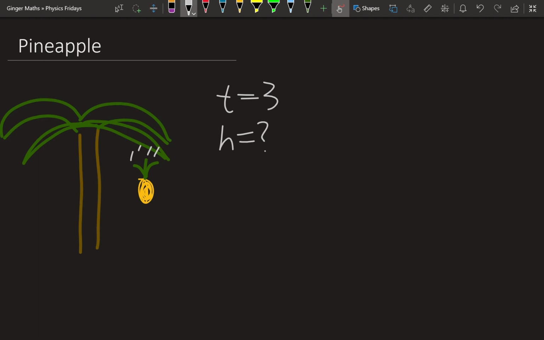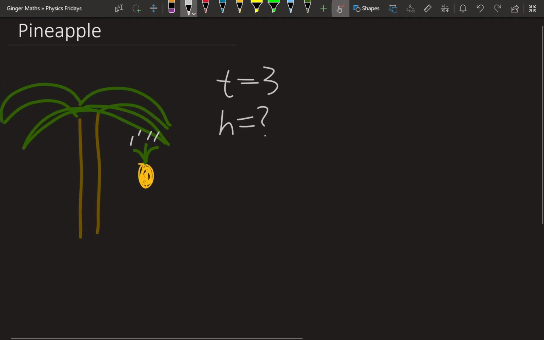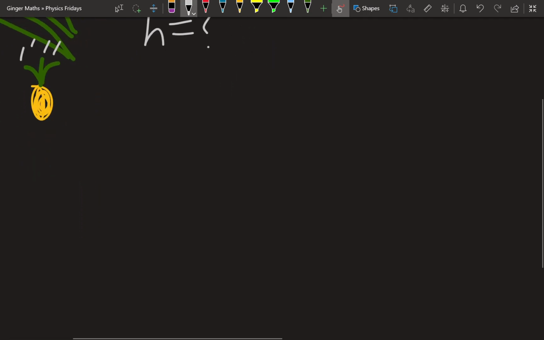So yeah, let's do that, shall we? Getting started, we're going to be assuming Newtonian drag because I just don't feel like doing a Stokes drag. So we're just going to have our force of drag right here.